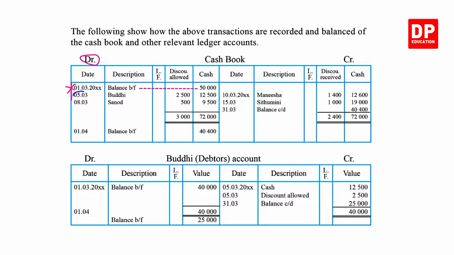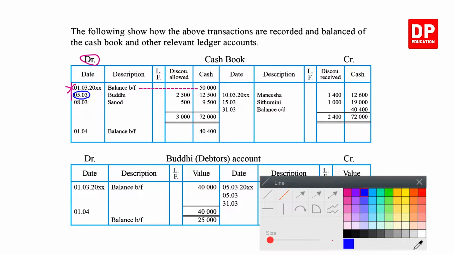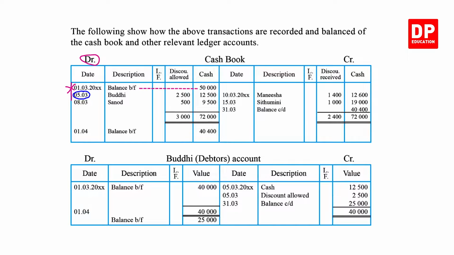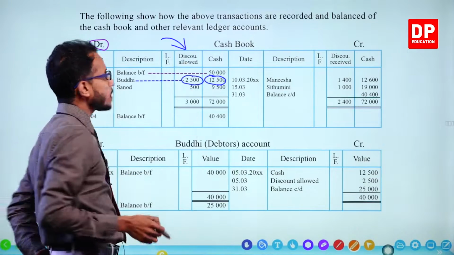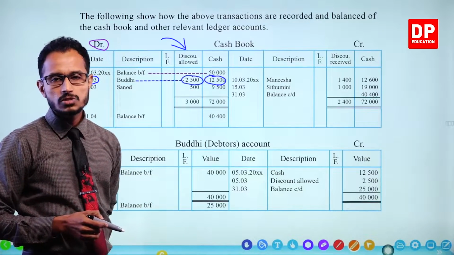5th of March, Buddhi paid us 12,500. We received 12,500. That is recorded in the cash column. This is the cash amount received and the discounts allowed in a separate column called discounts allowed column.